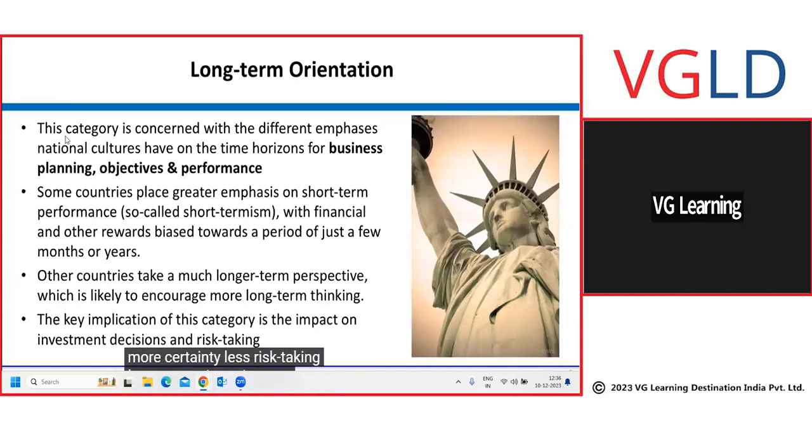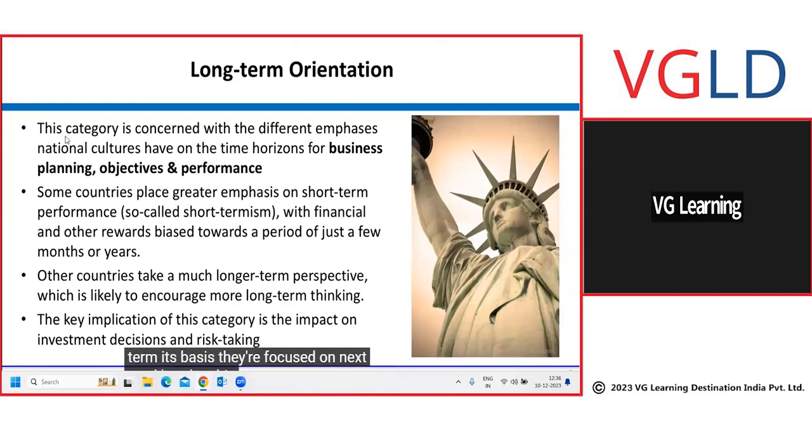Long-term orientation was Hofstede's fifth category, and this is all about how far you look ahead. What's your perspective, your time horizon when making business decisions? In some countries, management teams, businesses are run on a very short-termist basis.